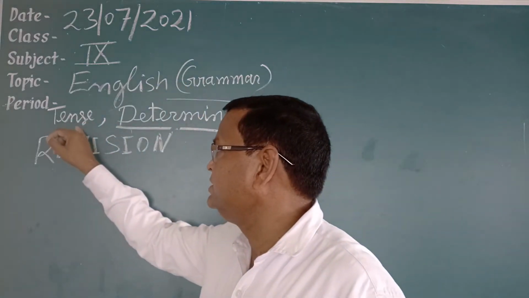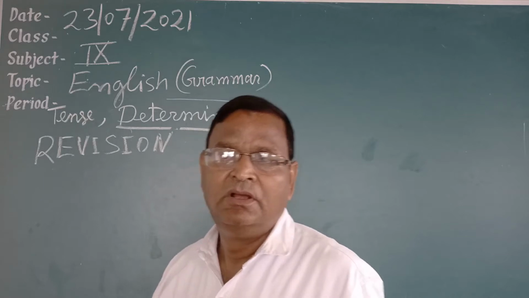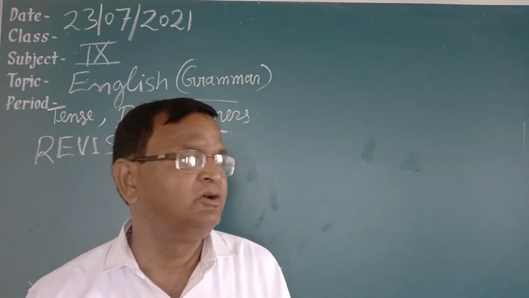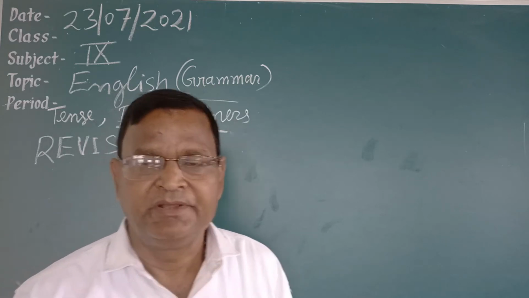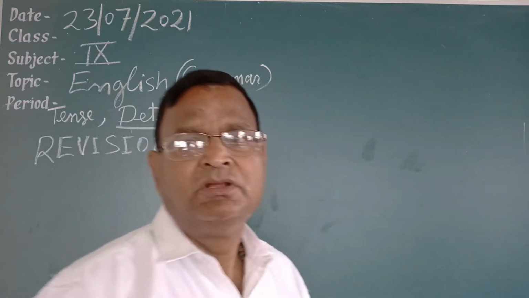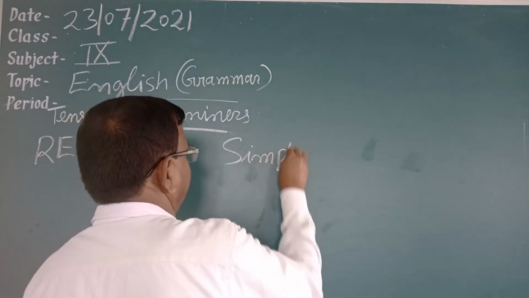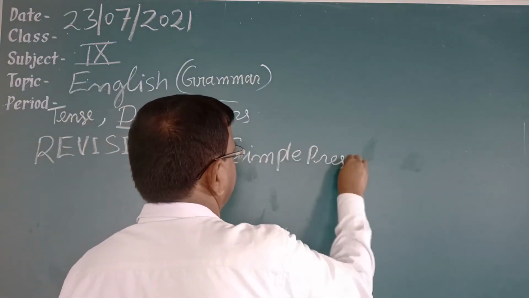Students, I have told you that there are three tenses in English grammar: present tense, past tense and future tense, and each tense has been divided into four parts. Present tense has been divided into four parts. The first one is simple present. You have already studied simple present.